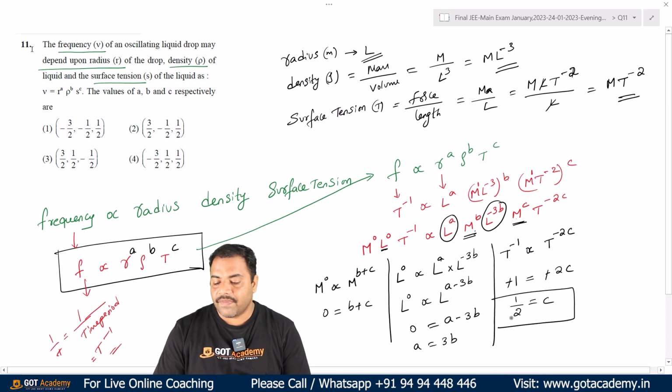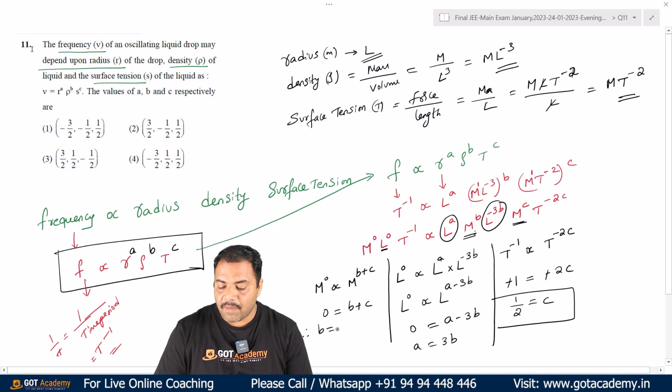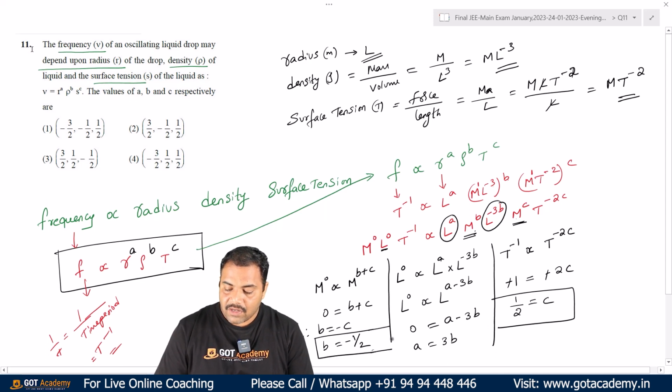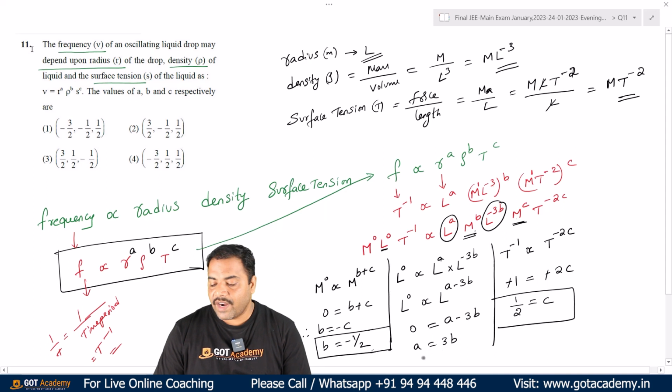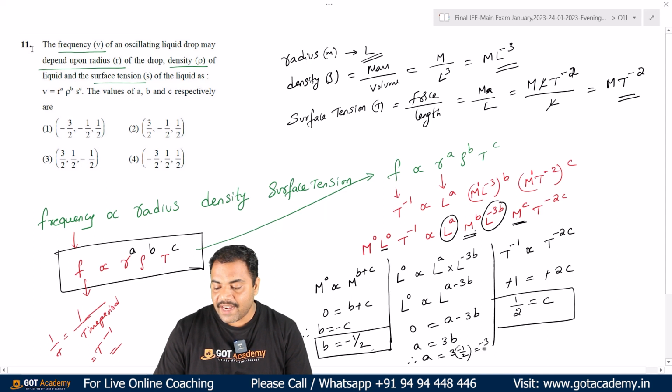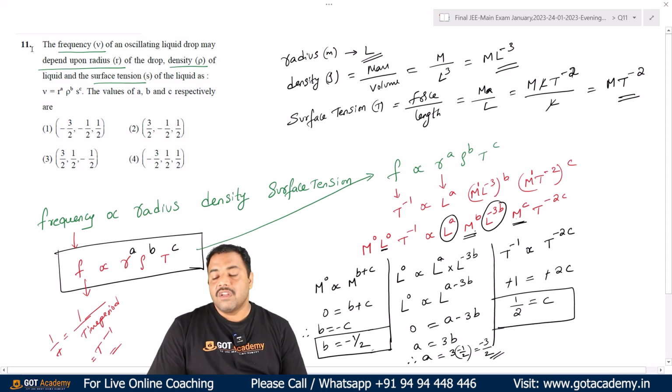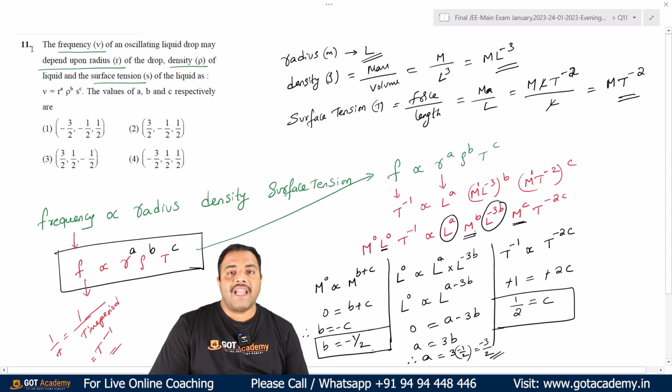So you got c. From this c, why don't you find b? Because here b equal to minus c, where c is half. So minus 1 by 2. Minus 1 by 2 like this. So now we got a and b. So why don't you find a? A is equal to 3b, right? 3 into minus 1 by 2, that is minus 3 by 2. So you got it as minus 3 by 2. So now you know the values of a, b and c.